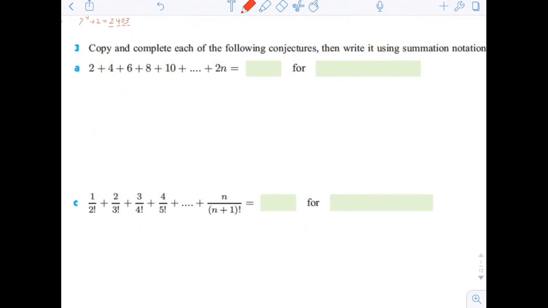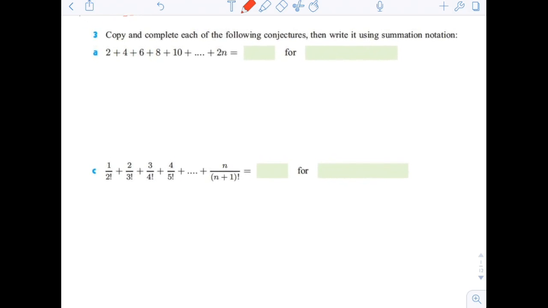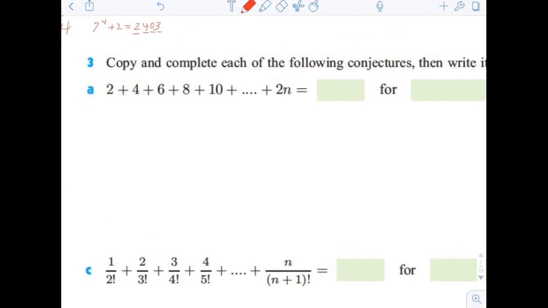Copy and complete each of the following conjectures and then write it using summation notation. So we are going to add together 2 plus 4 plus 6 plus 8 plus 10 plus all the way up to 2n. So the first thing they want to do is express this in summation notation. Do you remember summation notation?